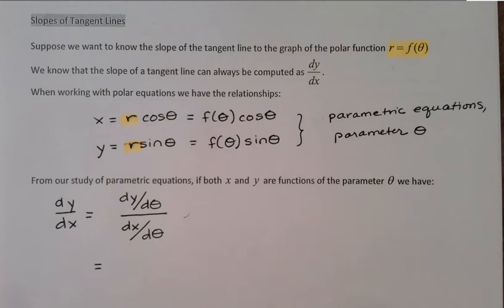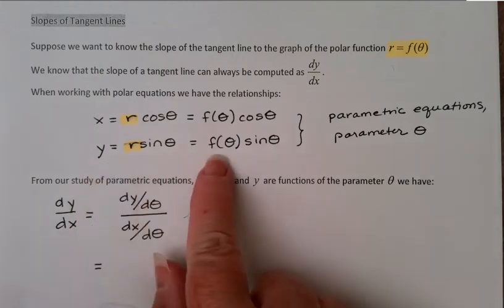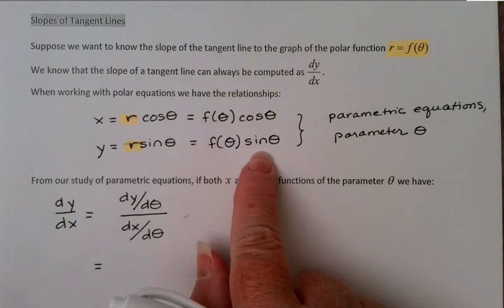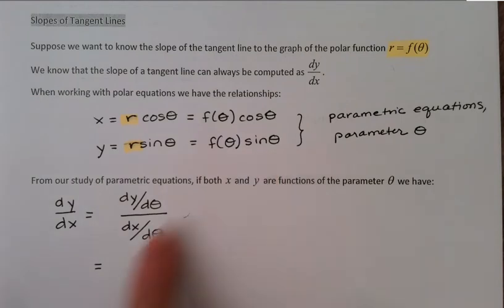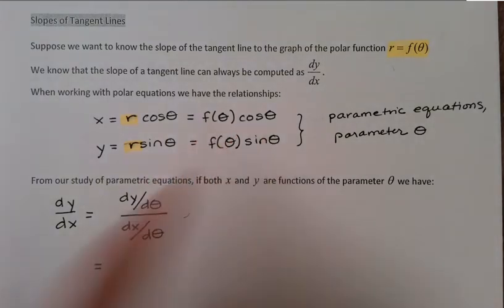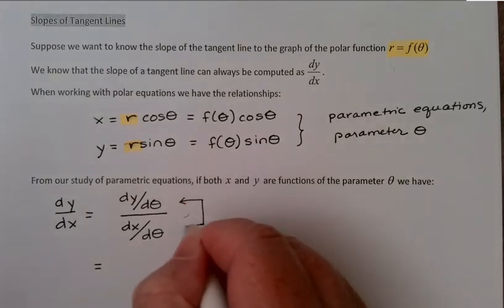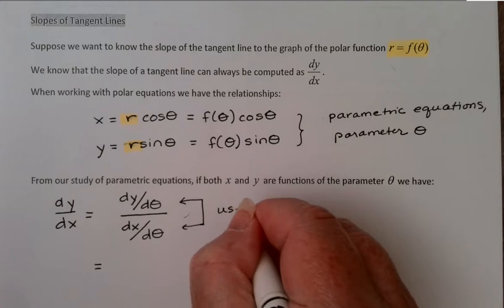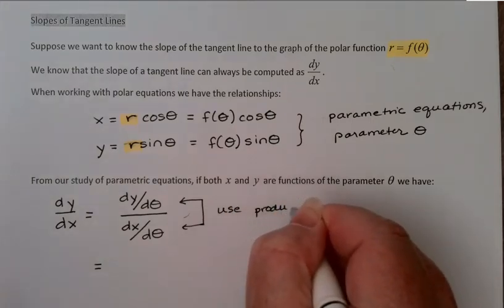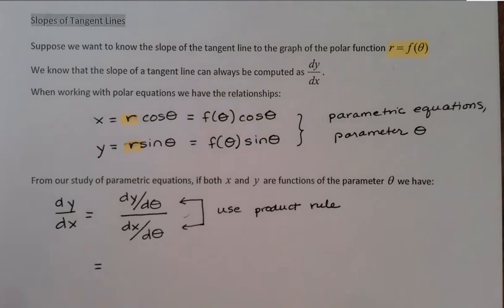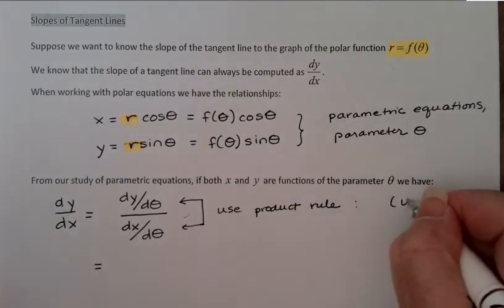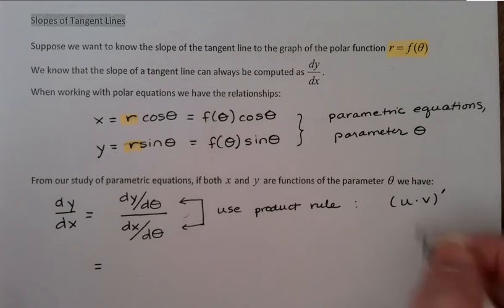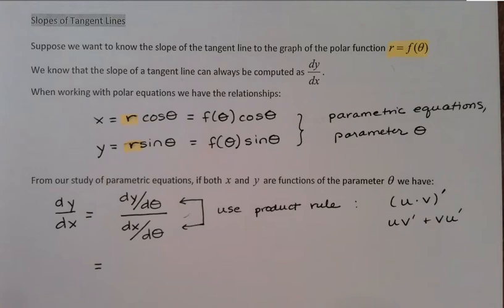To do dy d theta, look at y. y is a product of f of theta times sine theta. And similarly, when I go to do dx d theta, x is a product, f of theta times cosine theta. So each of these is going to require that we use a product rule. Remember? u times v prime is uv prime plus vu prime, right? That would be one way of saying it.